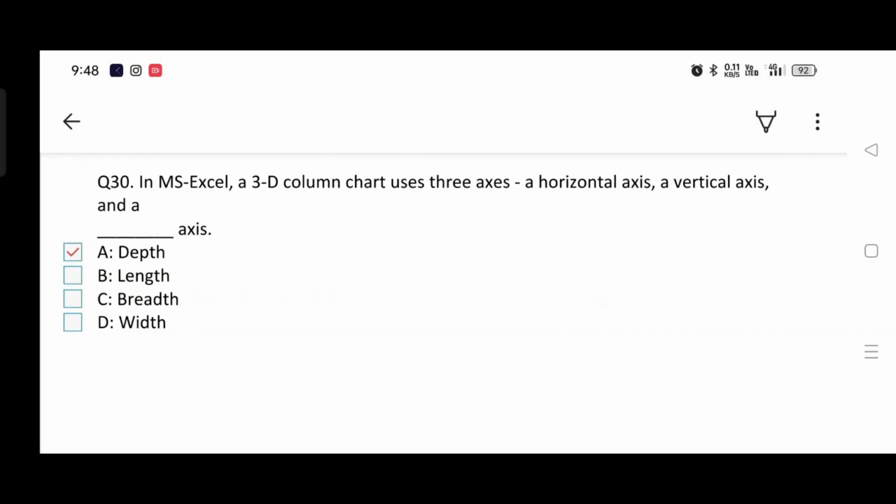Question 30. In MS Excel, a 3D column chart uses three axes: a horizontal axis, a vertical axis, and a dash axis. Answer is A. Depth axis.